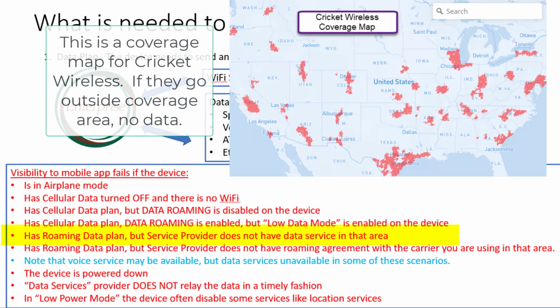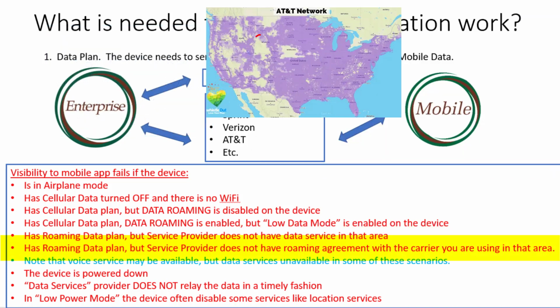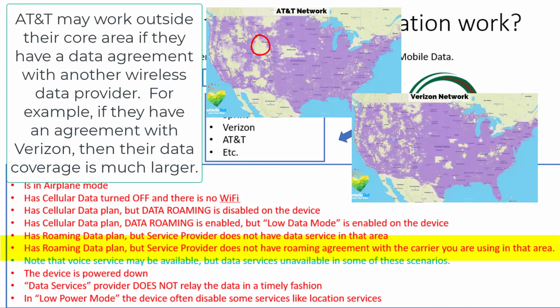It will not work if they have a roaming plan, but their service provider does not have data service in that area. This is also known as a dead area. It will not work if their service provider does not have a roaming agreement with a carrier and that driver happens to be outside of the core area of that service provider.